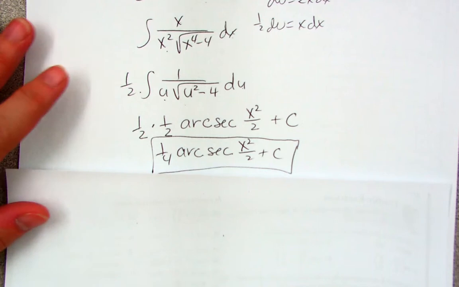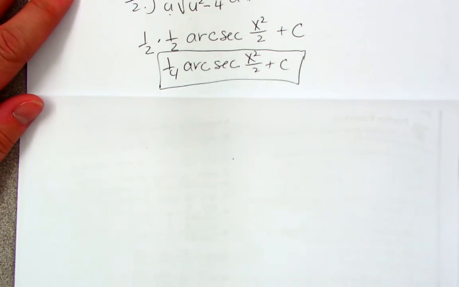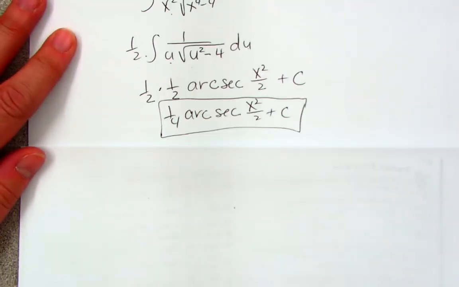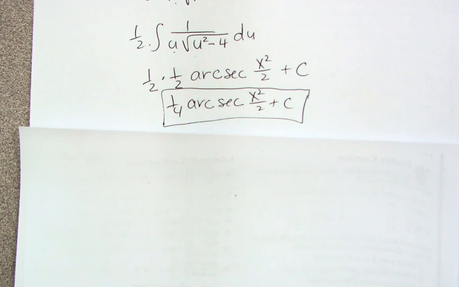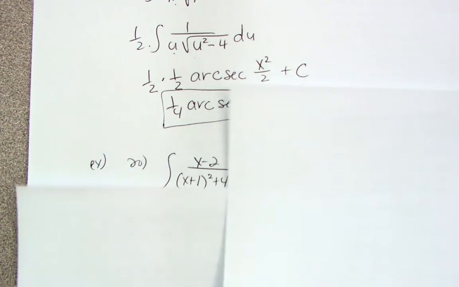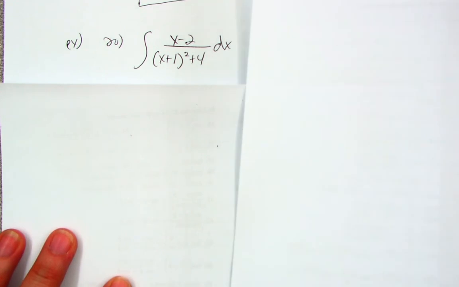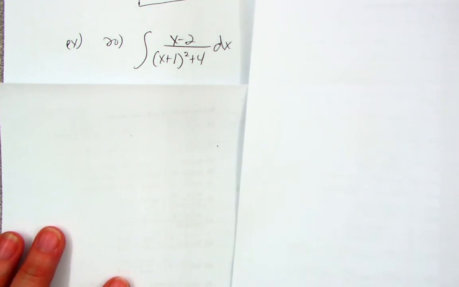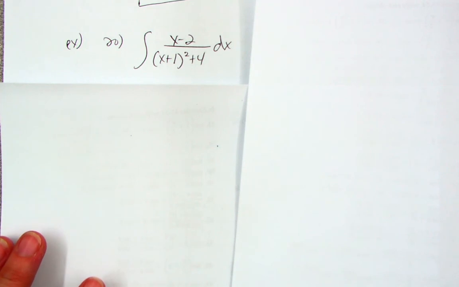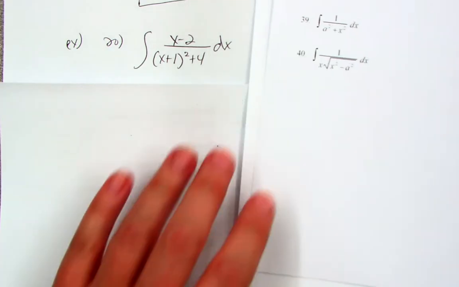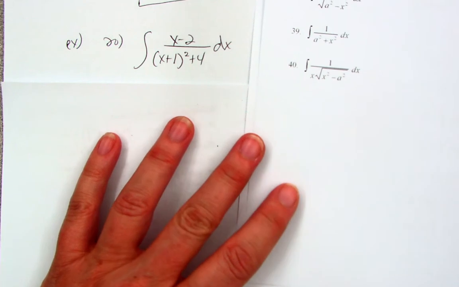This last one's a pretty interesting problem. It's another one where I have to force it to work just like I did in number 12. This will be the last problem of the evening. Number 20: integrate (x minus 2) over ((x plus 1) quantity squared plus 4) dx. So let's try to figure out what I might do.